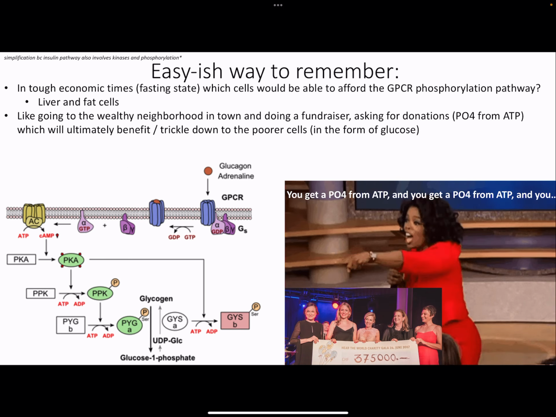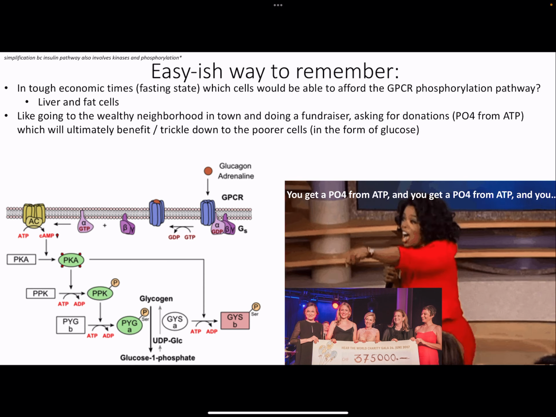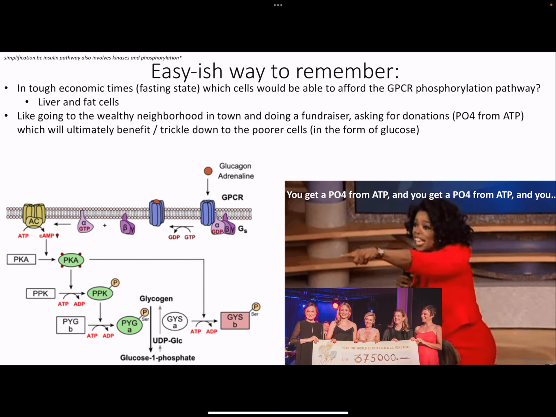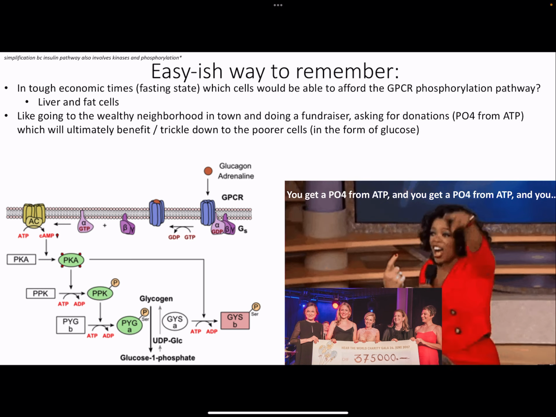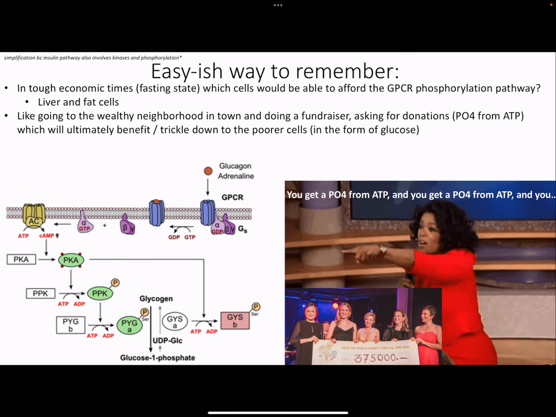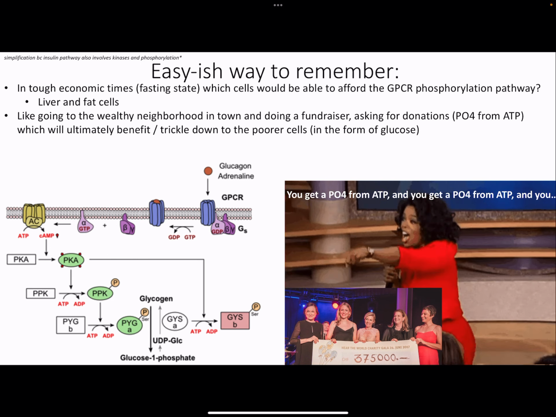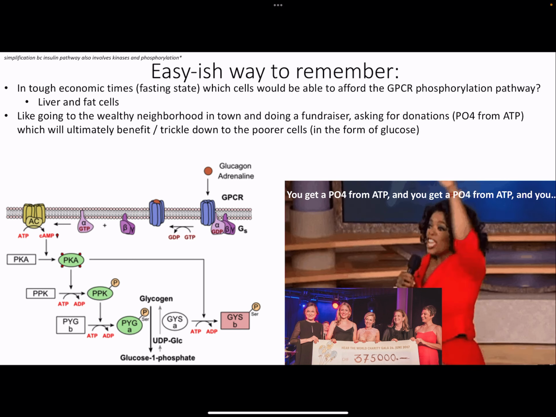So I kind of said this earlier, but if you're in tough economic times, who are the only people who have money? It's going to be maybe the really wealthy people. And so we're going to ask them for donations. And that's because of glucagon. We're thinking about glucagon here when we're in a tough, fasting period. It's going to go to the liver and fat cells, the wealthy cells, the only ones with ATP. And we're going to say, hey, we really need you to donate.